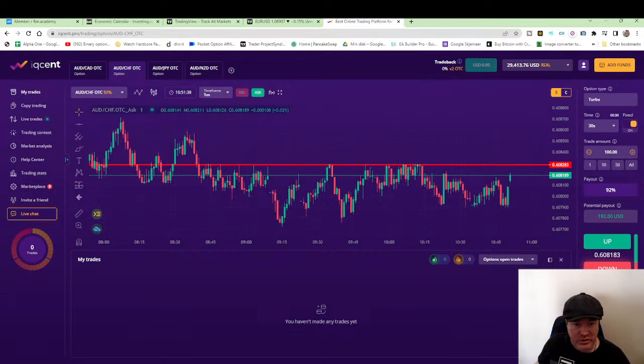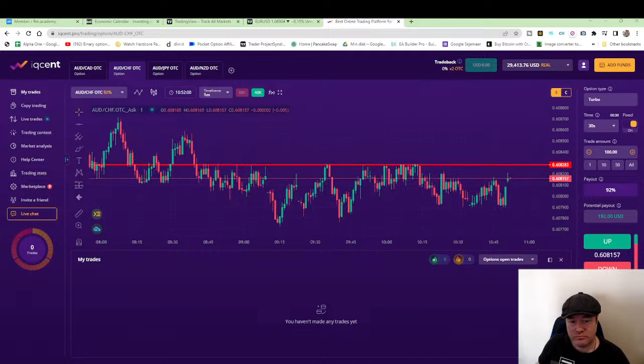We are ready to take a down trade here if we come up to this line up here. So we are ready. If we can just come up to this red line up here, we easily take a down trade.